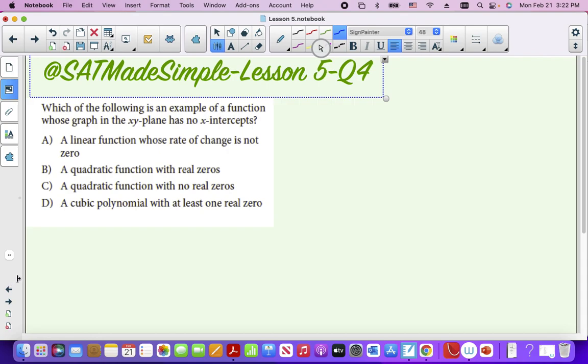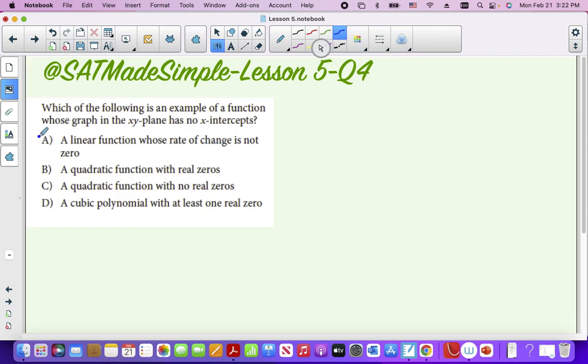The graph, a linear graph, is not zero, meaning a slanted line is going to touch the x-axis, so it cannot be.